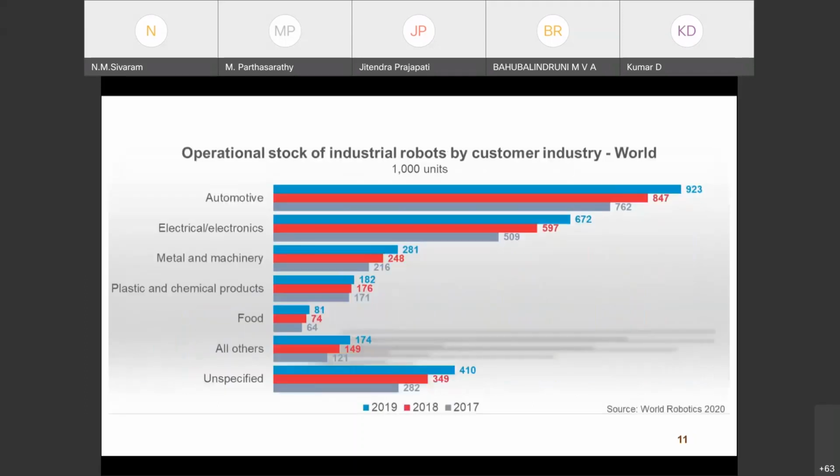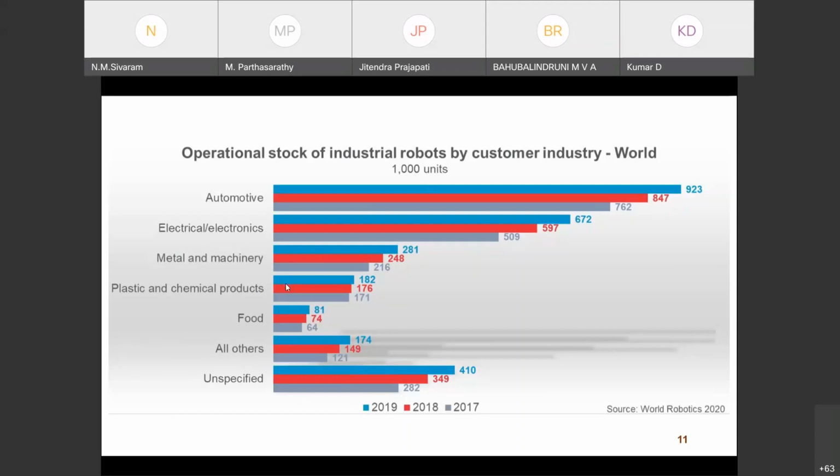And in which sector are these robots used? You can see the automotive sector. Again, in 2019, the automotive sector has seen the largest number of operational robots across the world, 9,23,000 robots. Then you come to the electrical and electronic sector, the electrical packaging, electronics packaging. In those sectors, you can again see the increased use of robots.